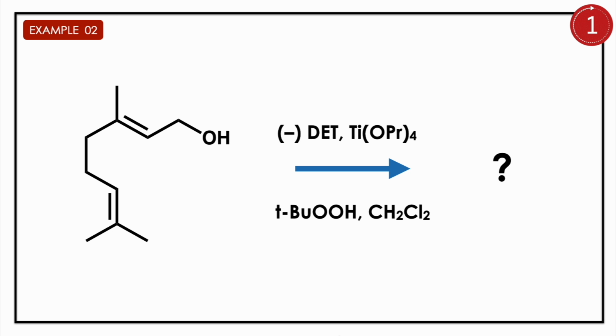Then the next example. Here you have a dialkene system. The compound is positioned vertically, not linearly. You have a terminal alcohol and a 3-methyl group. You are using -DET, titanium isopropoxide, tertiary butyl hydroperoxide, dichloromethane. You should find what will be the final product.